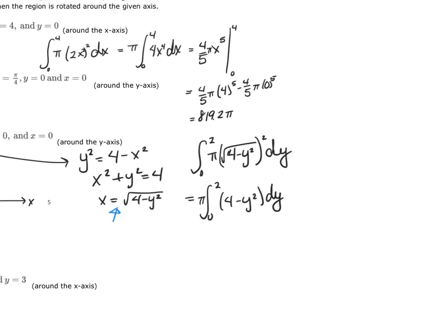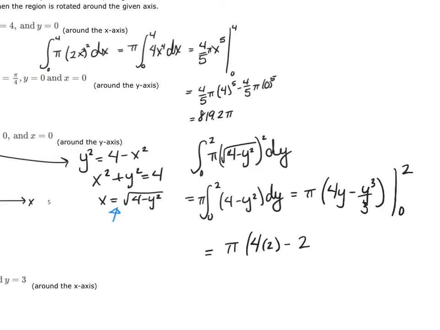And my easy integration is going to be pi times 4y minus y cubed divided by 3, evaluated between 0 and 2. So this is going to be equal to pi times 4 times 2 minus 2 to the third divided by 3, minus pi times 0. So we like that part.